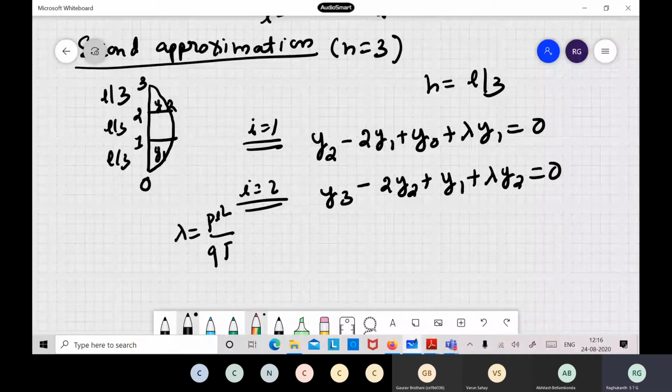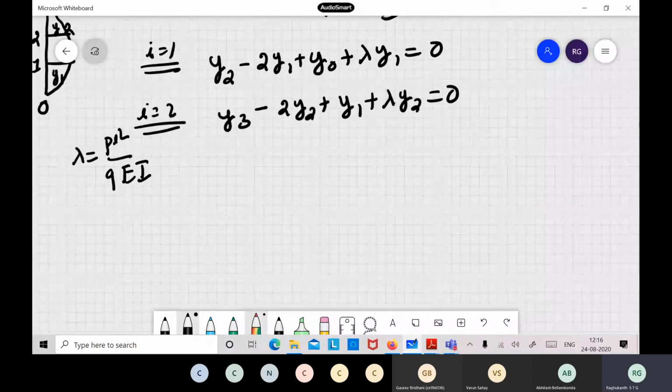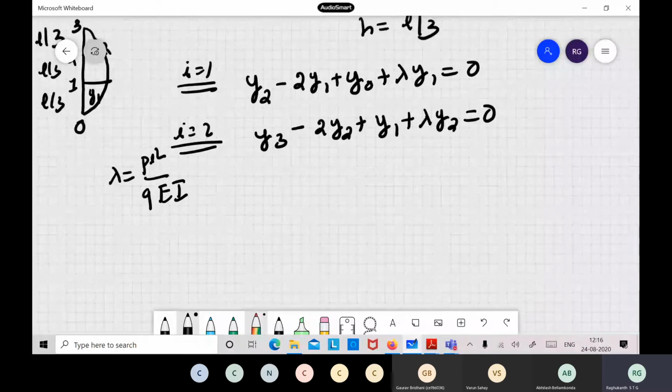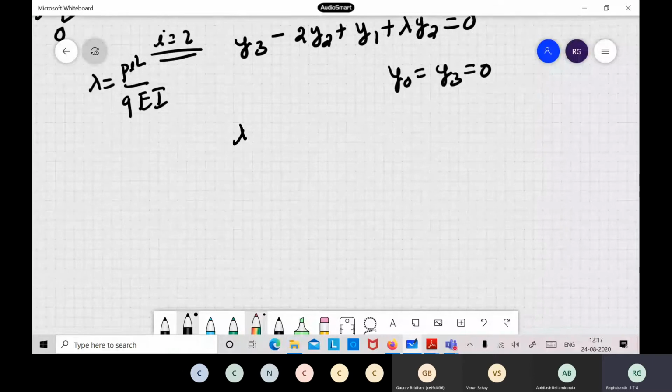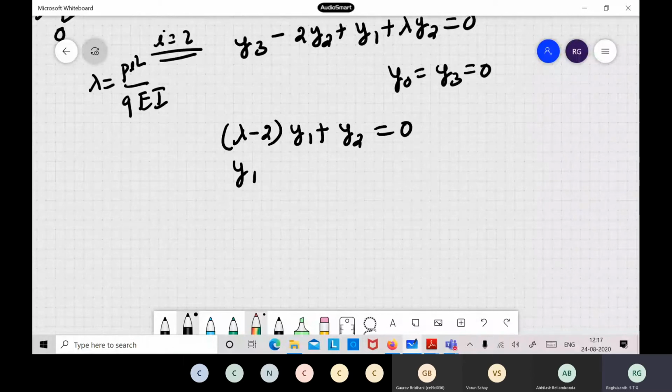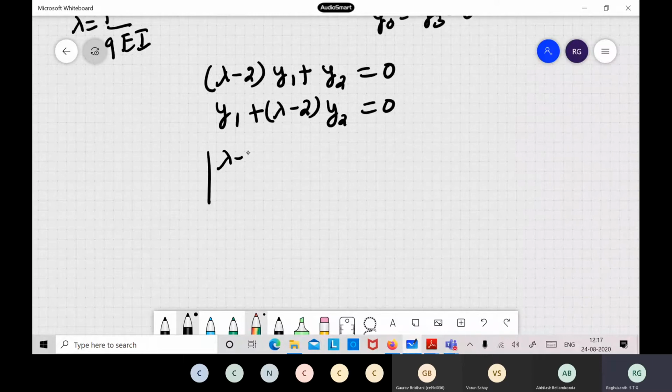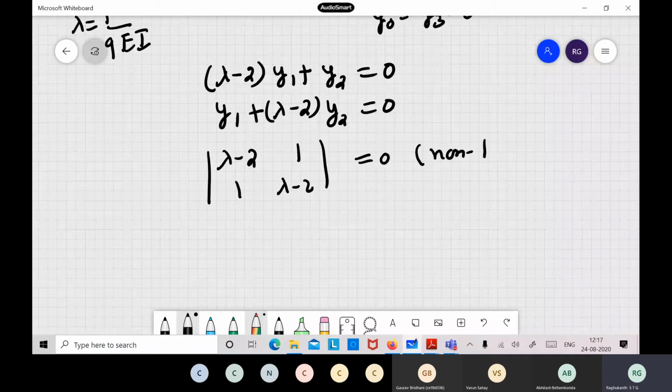Now if you substitute, we already know that y0 and y3 are both zeros because of the boundary condition. So we have two equations and two unknowns: lambda minus 2 into y1 plus y2 is equal to 0, then y1 plus lambda minus 2 into y2 is equal to 0. If you write it in matrix format, lambda minus 2, 1, 1, lambda minus 2, the determinant of the matrix has to be 0 for non-trivial solutions.